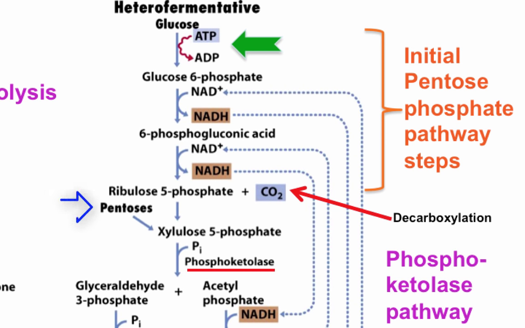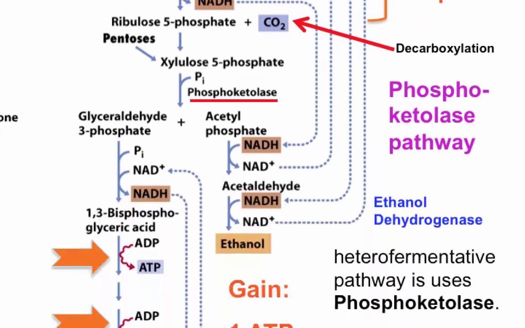Now, ribulose 5-phosphate will be isomerized to xylulose 5-phosphate. This is where pentoses, for example, that are transported across the bacteria are going to be able to come in as well. And here is when we have the enzyme phosphoketolase. The enzyme phosphoketolase is able to take a phosphate and basically split the 5-carbon xylulose 5-phosphate into two molecules. One of them, acetylphosphate, has 2 carbons, and glyceraldehyde phosphate has 3 carbons.